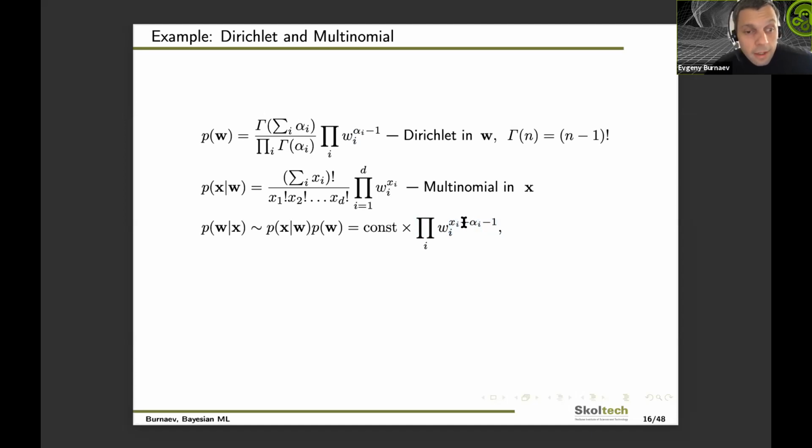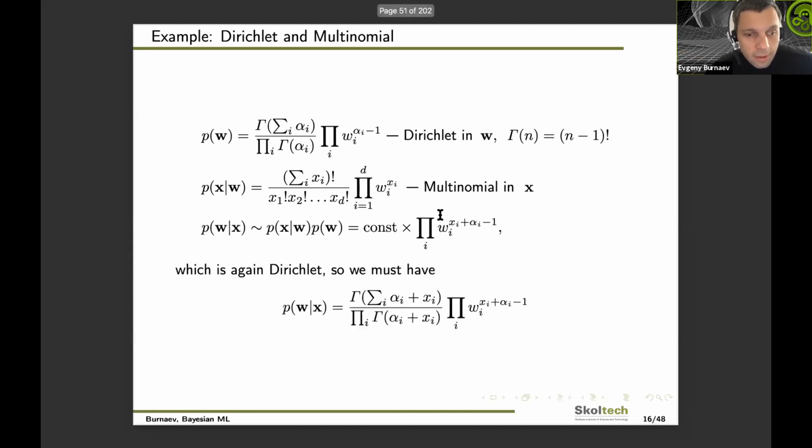That's it. Because this is the Dirichlet distribution, and we know how the normalizing constant is defined for the Dirichlet distribution, we can estimate the normalizing constant immediately. So instead of parameters alpha here, now we have parameters X plus alpha here. That's it. The normalizing constant is given only by this expression.